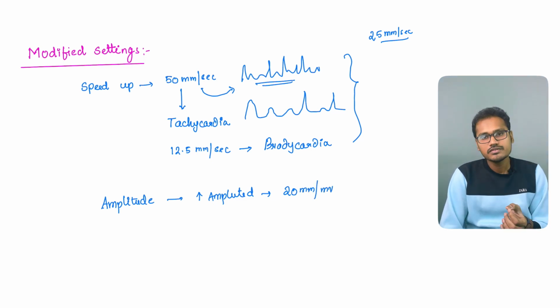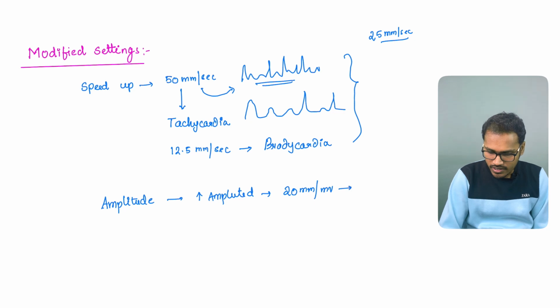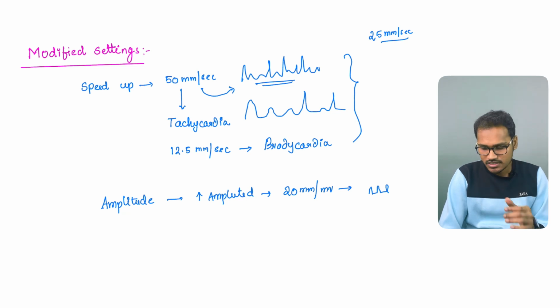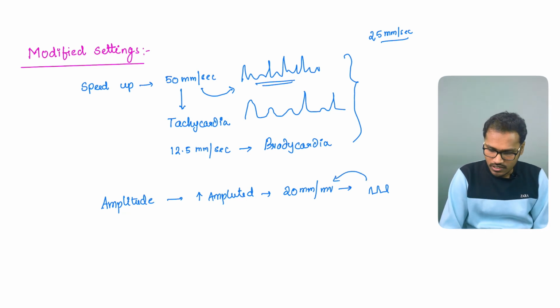In which type of person will we do it? Whenever a person's recording amplitude is coming very low, he is having a low amplitude ECG. In those persons, if we do this setting, what will happen? The same 1 millivolt is now going to produce an increased height of the wave for us to analyze.